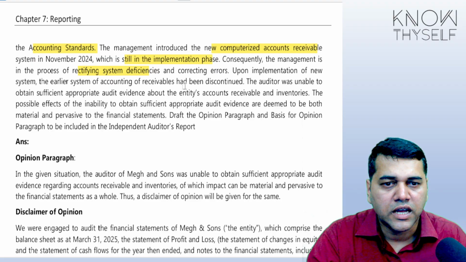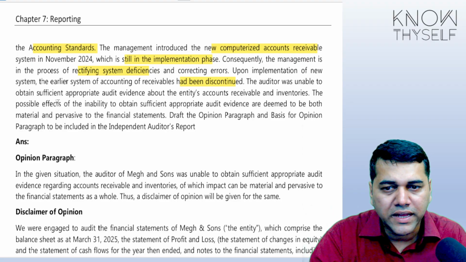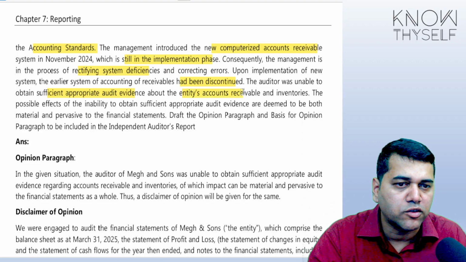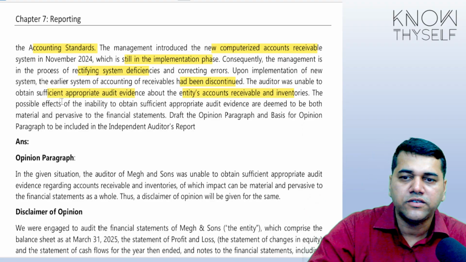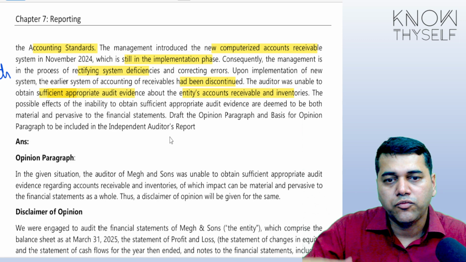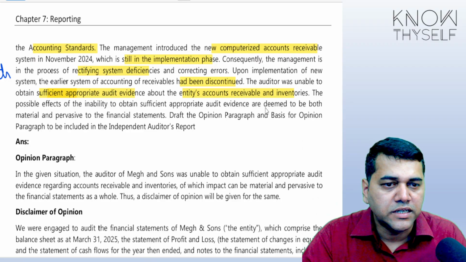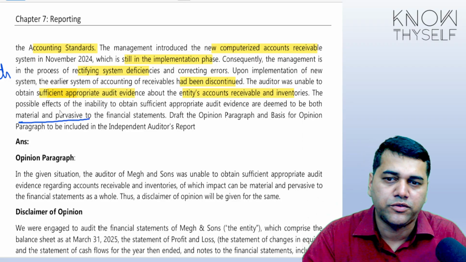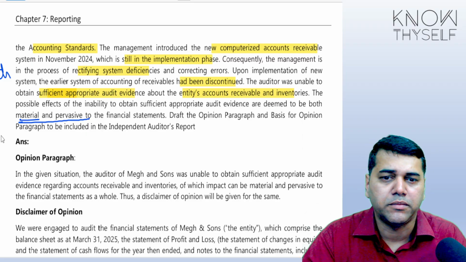New system has been discontinued. Upon implementation of new, earlier system has been discontinued. The auditor is unable to obtain the sufficient evidence about the entity's accounts receivable and inventory. Now, okay, with these sentences, you understood that this is modification story. Now, what type of pervasiveness? The effect is deemed to be material and pervasive. So, no evidence, material and pervasiveness, disclaimer.